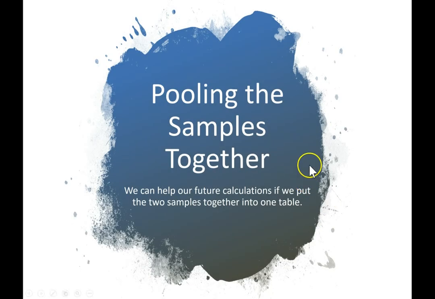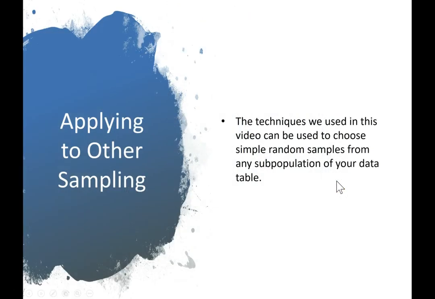I forgot to put this slide up. Pooling samples, we can help our future calculations if we put two samples together in one table. In conclusion, I would like to say that I showed you how to do the more complicated operation of choosing two samples from restricted populations. You can use this technique to choose a simple random sample from any one population, any one subpopulation that you want. So this video will be useful for both versions.